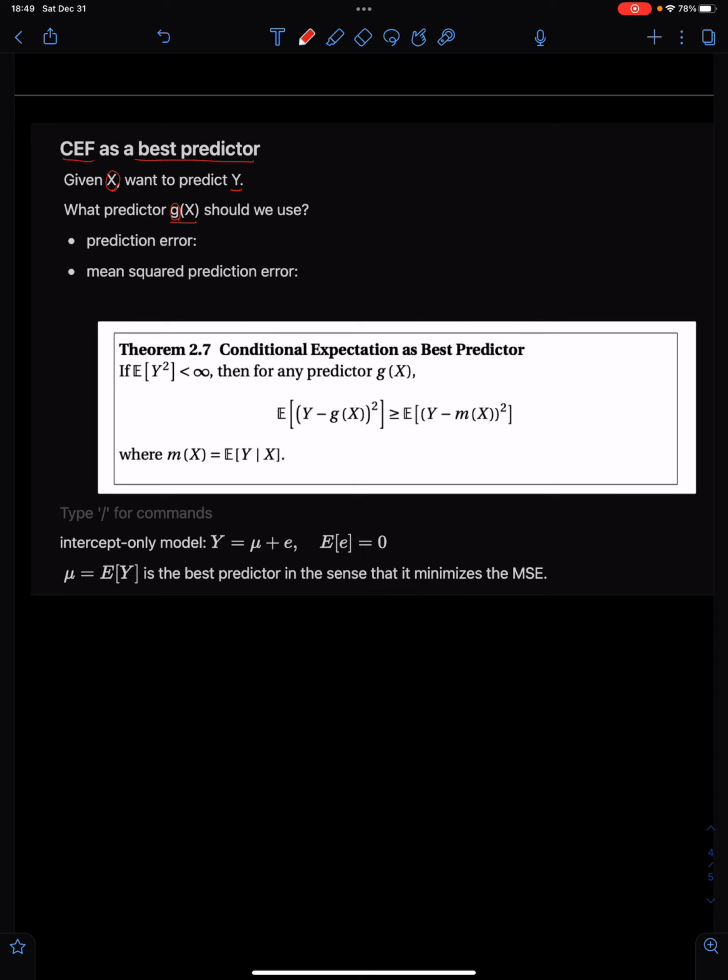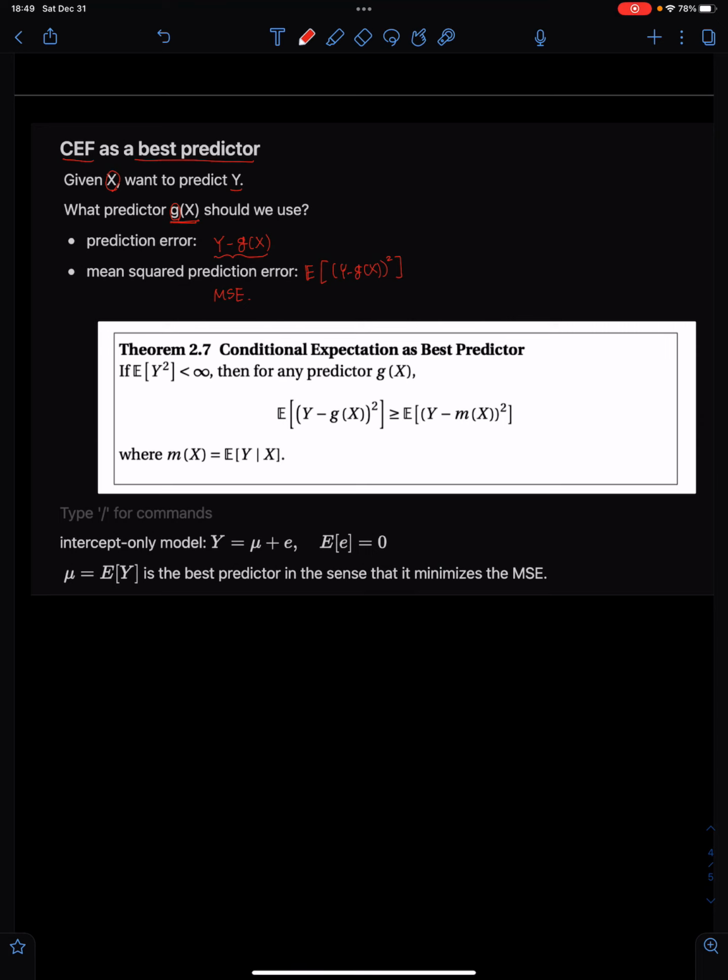Well, the prediction error when you use this predictor g of x will be given as the difference between y and your predictor. But this prediction error is stochastic. If we come up with a non-stochastic measure of the prediction error, what we can do is take the expectation of the prediction error squared, and that measure is not stochastic. That measure is called mean squared prediction error, or mean squared error, MSE.